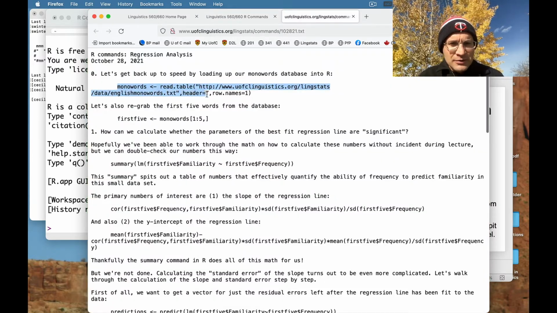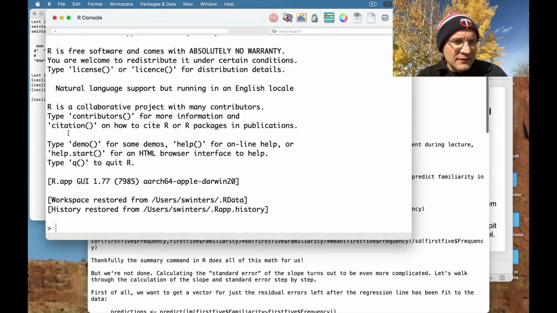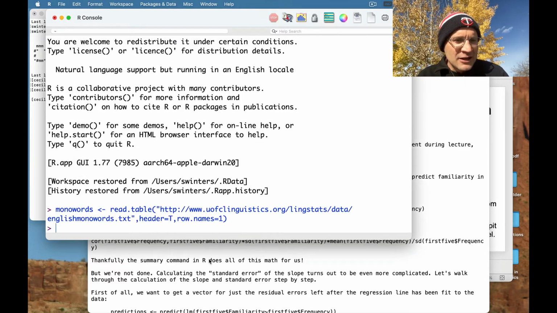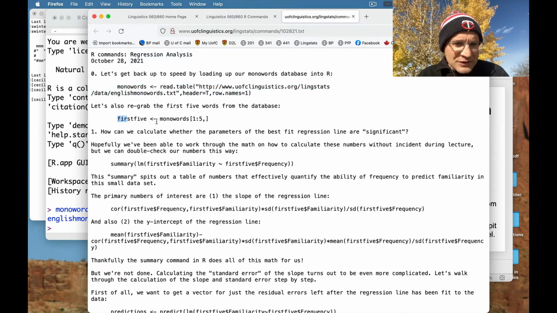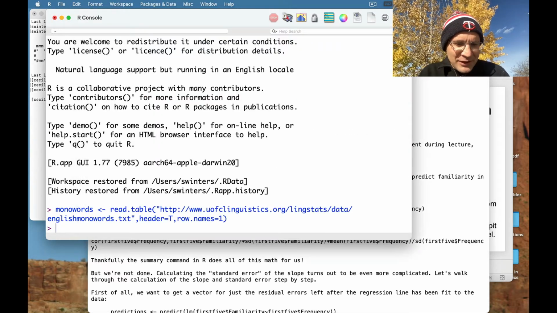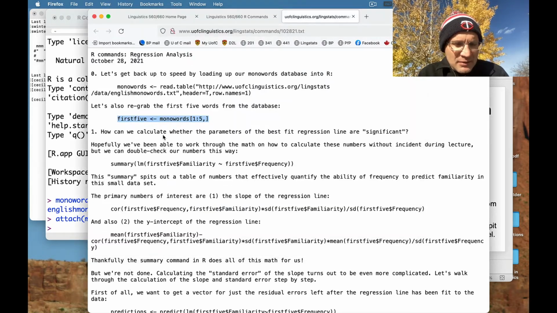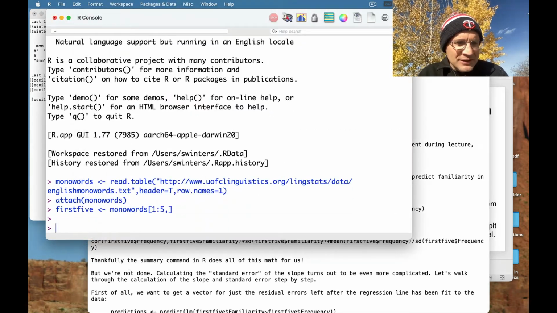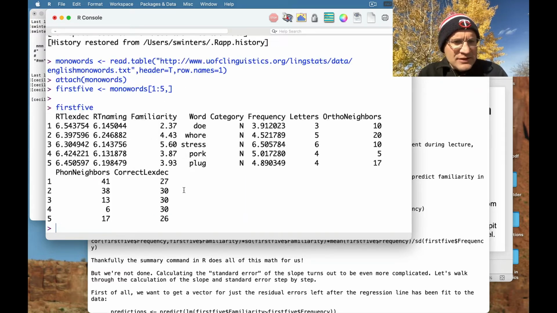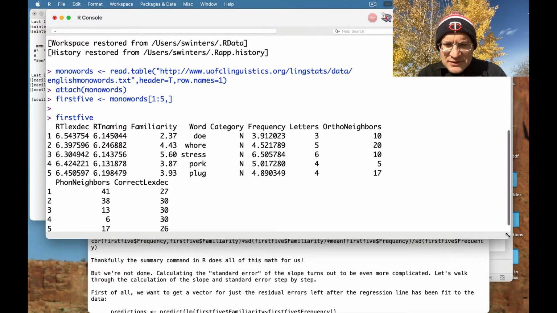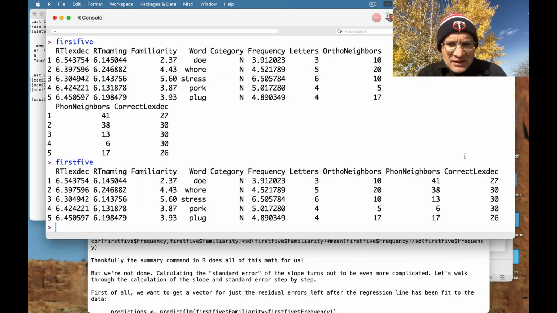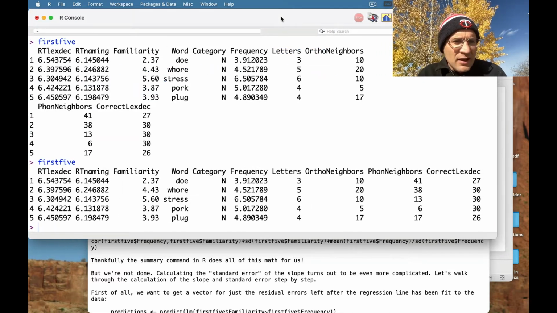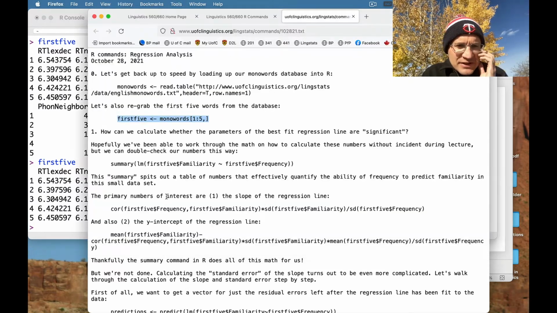I started a new R session, so I'm going to have to load my monowords database back in here. Before I do that, I'm going to attach the monowords in case I want to use those variable names again, and now I'm going to cut out that first set of 5 data points that we've seen before. Maybe I'll expand this a bit so you can see everything in a nice orderly fashion. So there's our data, and we're going to run a very basic linear regression analysis.